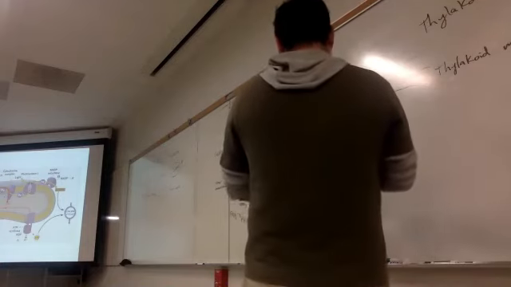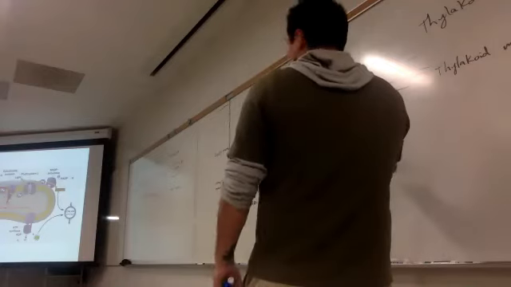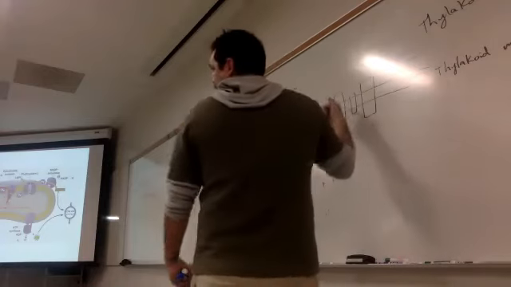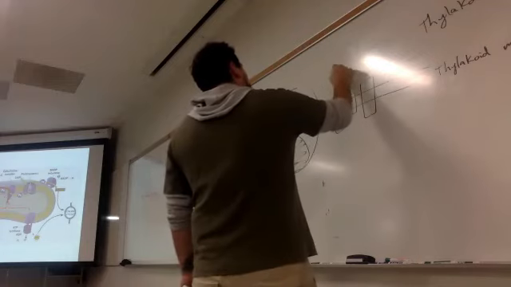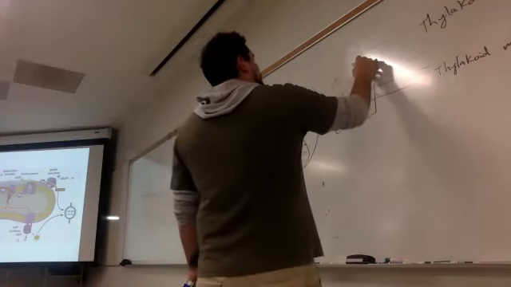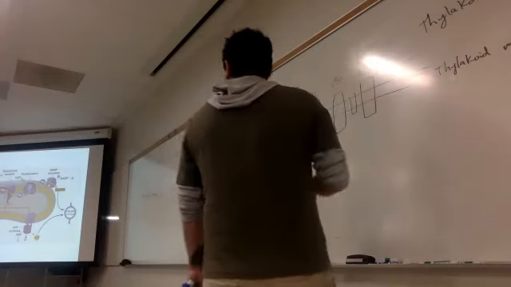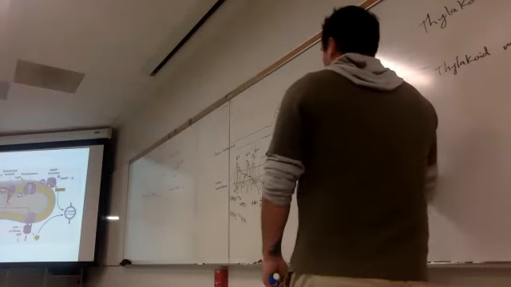Now, a key difference. So here you got photosystem 1 and photosystem 2. Photosystem 1 and photosystem 2. Why do you think that photosystem 1 is after photosystem 2?